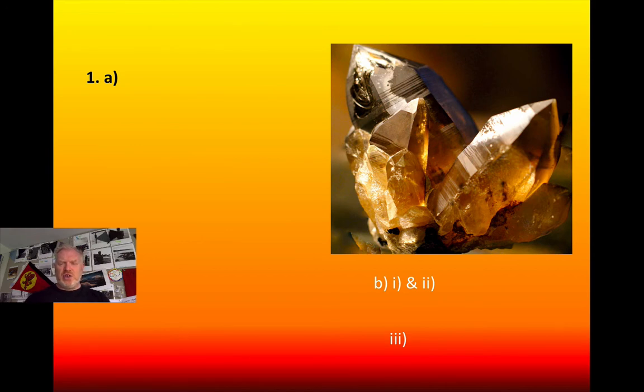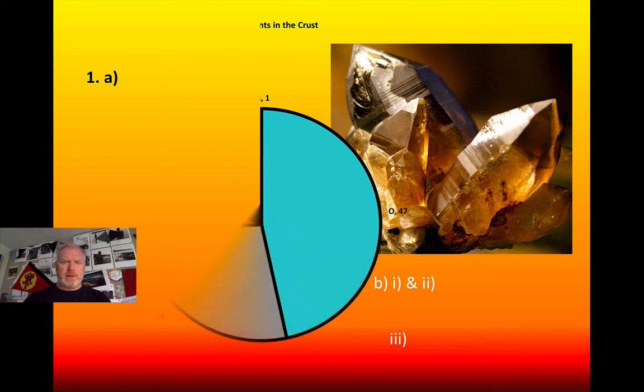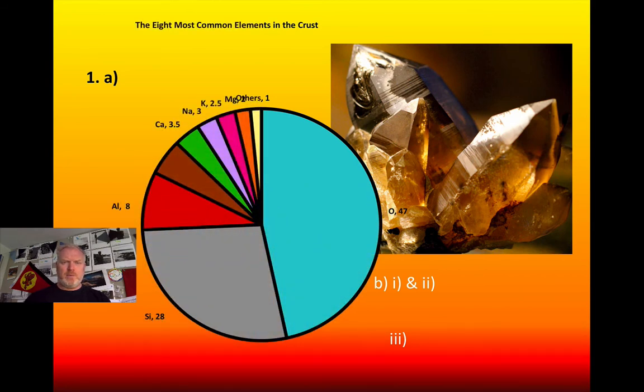When you plotted your pie chart, it should look something like this. With the vast majority of our pie chart being oxygen and silicon, with the other 6 elements of the Big Eight making up virtually all the rest of the pie chart, and finally that tiny sliver of all the other elements, a tiny 1%.